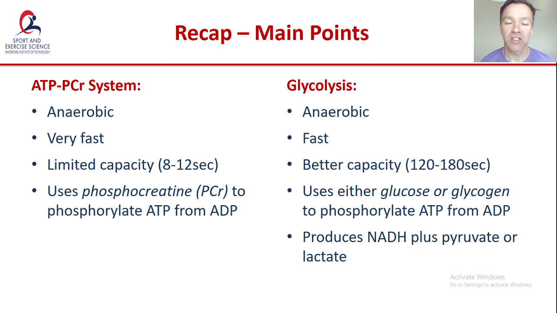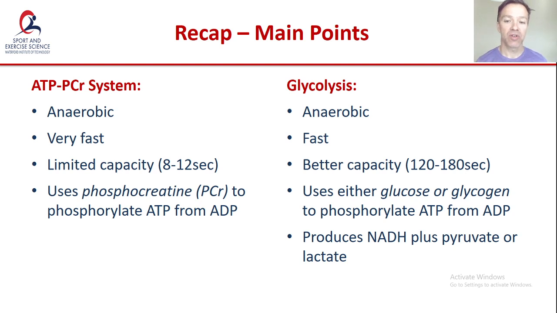We then went on to discuss glycolysis. Glycolysis is a slightly more complicated system. However, there's some commonality. It's also anaerobic. It's fast, but it's not as fast. It can provide us with a fairly quick supply of ATP. Not as fast as the ATP PCR system, but it is still pretty quick. It has a better capacity, so it can provide us with enough fuel for activities lasting for minutes rather than seconds. So maybe up to 2 to 3 minutes of high intensity activity can be fueled by glycolysis before we start to run out of energy or fatigue will kick in.